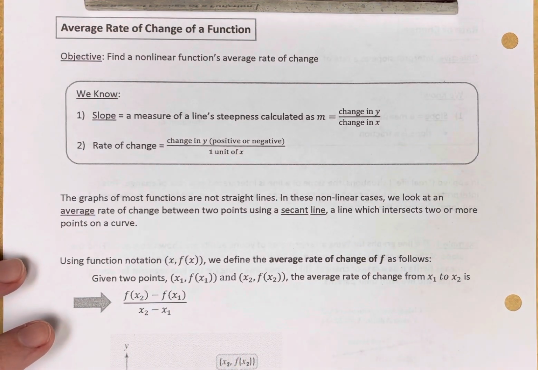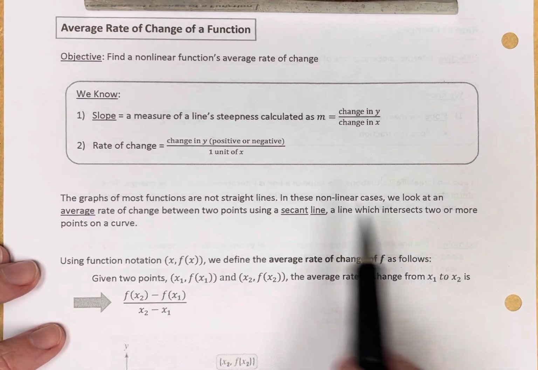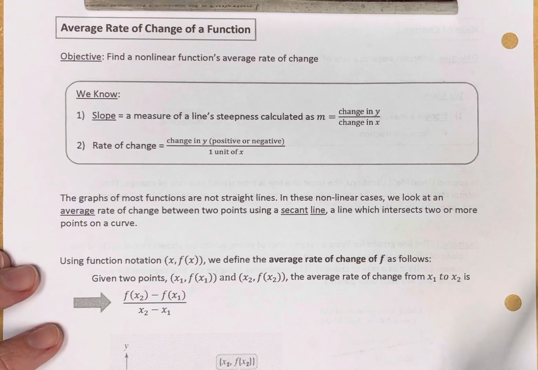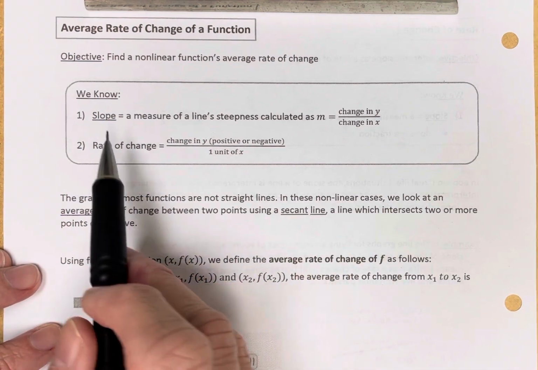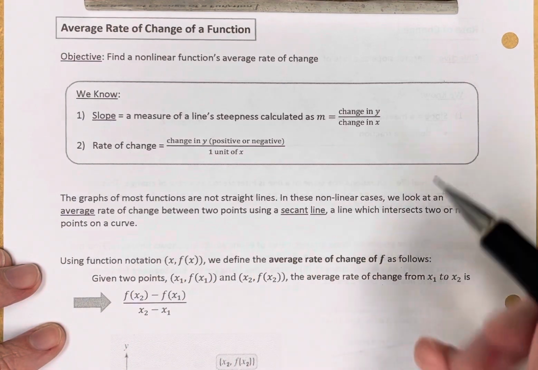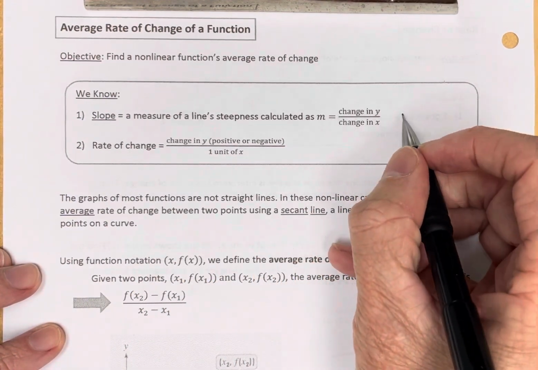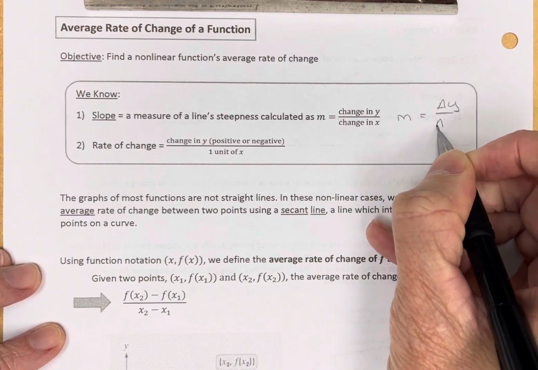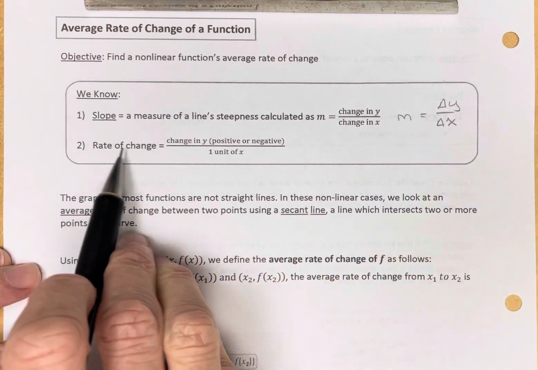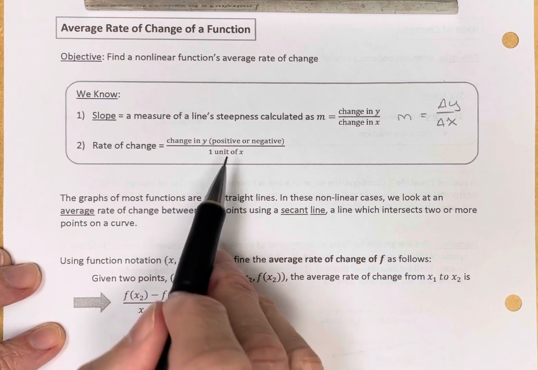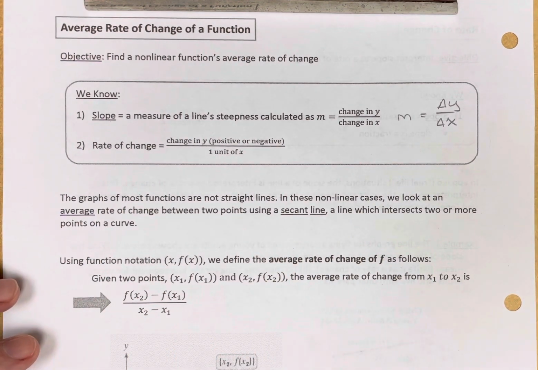And in these situations, we're going to have an average rate of change because it's on a curve, it's always changing. But what is the average rate of change between 2 points? So we know a couple things here. The slope is a measure of a line's steepness, calculated as m equals change in y over change in x. Shorthand, m equals delta y over delta x. And rate of change is a change in the y, positive or negative, divided by 1 unit of x.